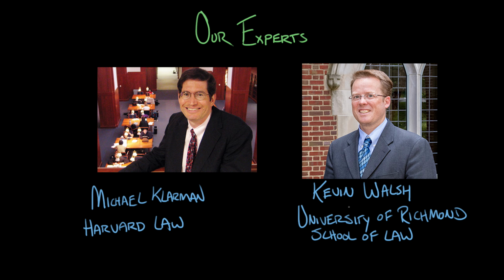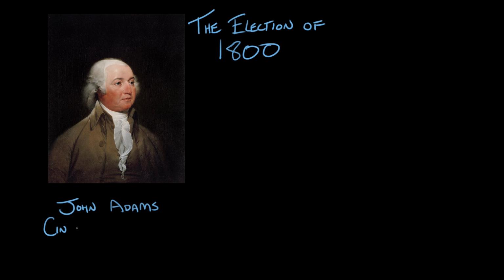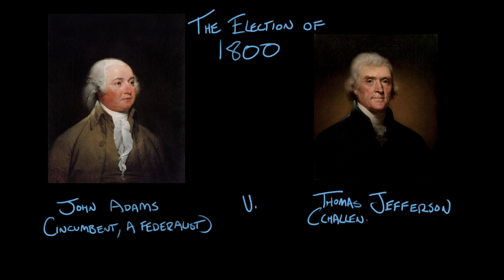Sure. You're right. The case wasn't decided until 1803. But to understand where it came from, you really have to go back to the election of 1800. And this election pitted John Adams, the incumbent Federalist president, against his former vice president, Thomas Jefferson, a Democratic Republican. And long story short, Jefferson ended up being president, and we've skipped a lot of really interesting things there.